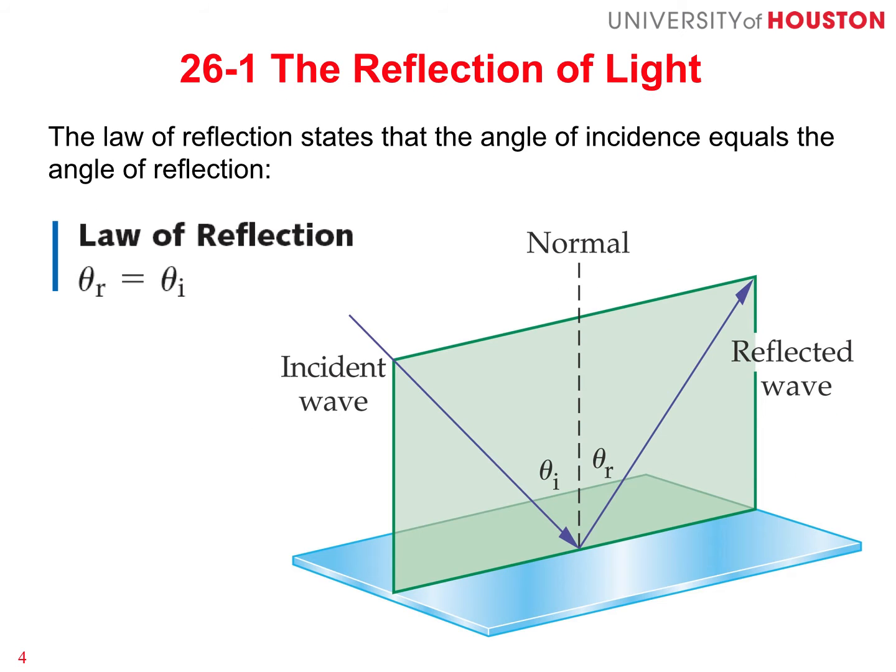The law of reflection tells us the direction of a reflected light ray upon it hitting a surface. If the incident wave has an angle theta I with respect to the normal of the surface, then the reflected wave will have an angle theta r, and this reflected angle is exactly equal to the incident angle.